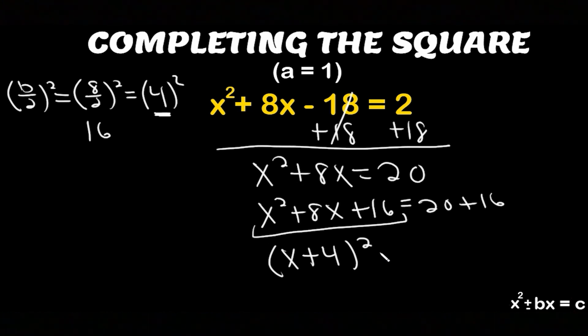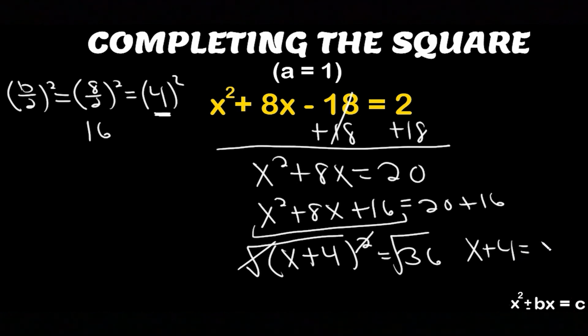And then we put equal to 20 plus 16. That will give us 36. Okay, so from here, we're really close to solving it. We just have to get rid of this exponent right here. So we're going to take the square root on both sides. Okay, that will cancel here and here. Take the square root here. So the square root of 36 is plus or minus 6. So now we have x plus 4 equal to plus or minus 6.